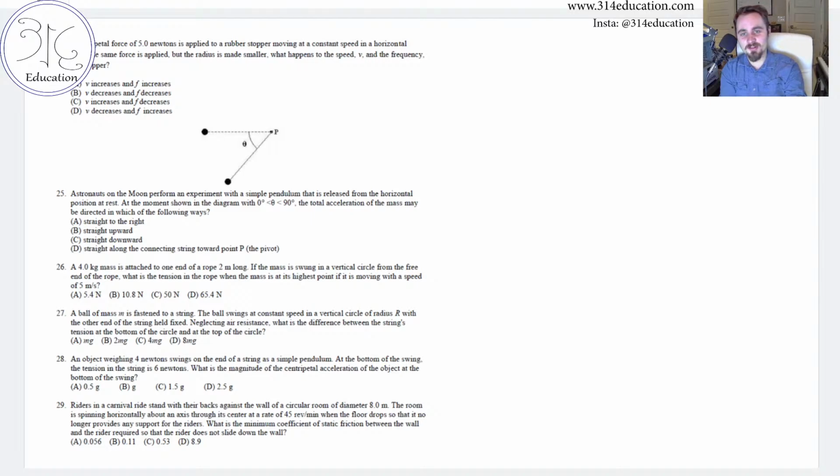So next we've got a centripetal force of 5 newtons applied to a rubber stopper moving at a constant speed in a horizontal circle. If the same force is applied but the radius is made smaller, what happens to the speed and the frequency of the stopper?